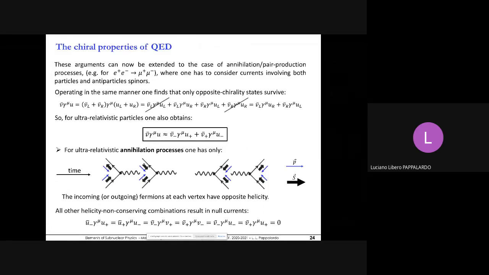And all other combinations correspond to helicity non-conserving processes, and so correspond to null currents. Okay, so all the other ones, U minus, U plus, U plus, U minus, V minus, V plus, V plus, V minus, or mixed but now with the same helicity, V minus, U minus, or V plus, U plus, these are all 0. And this, of course, simplifies a lot the calculation of the matrix element and in turn of the cross-section, because we have to take into account only a few terms.